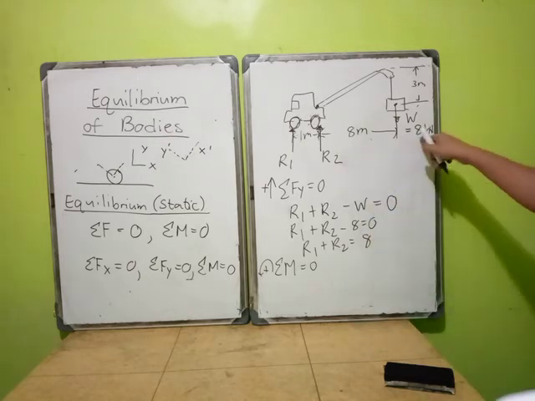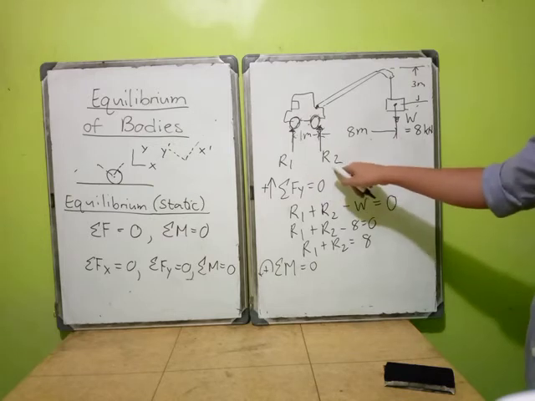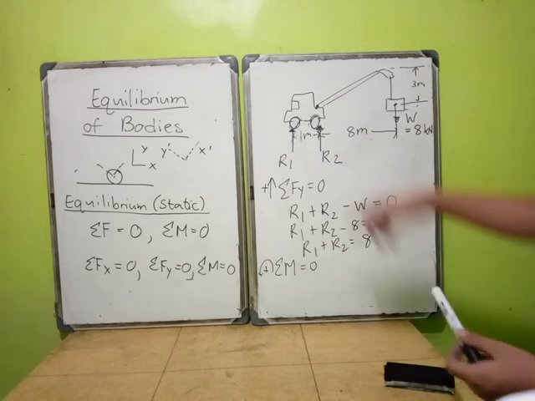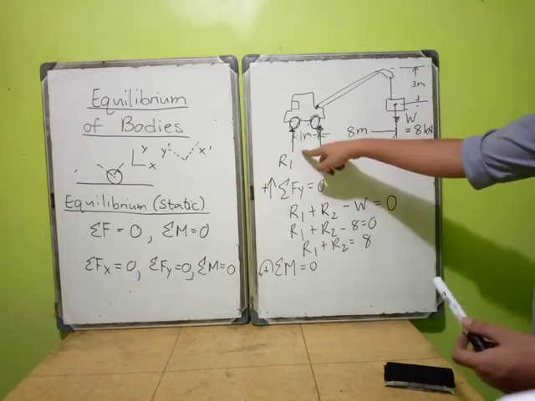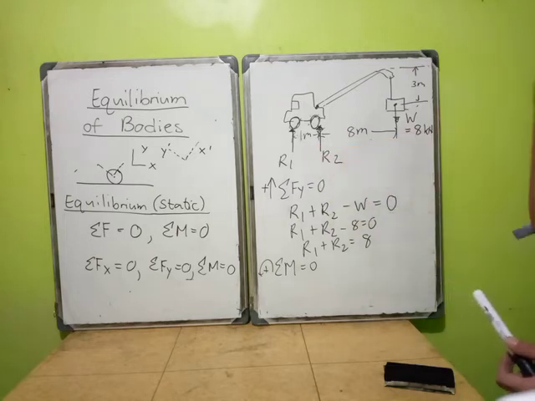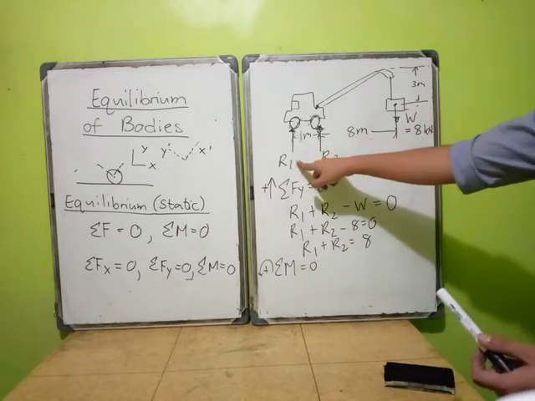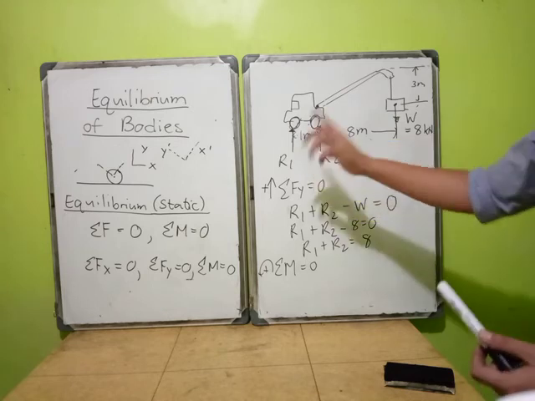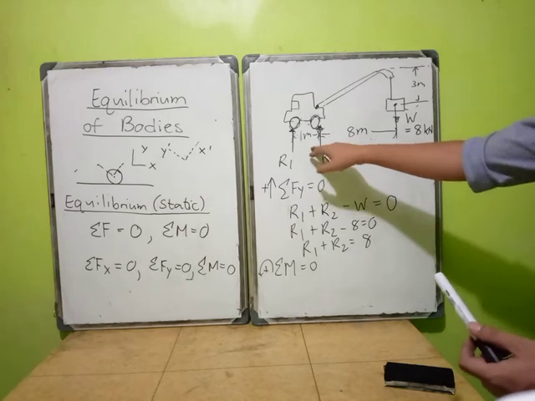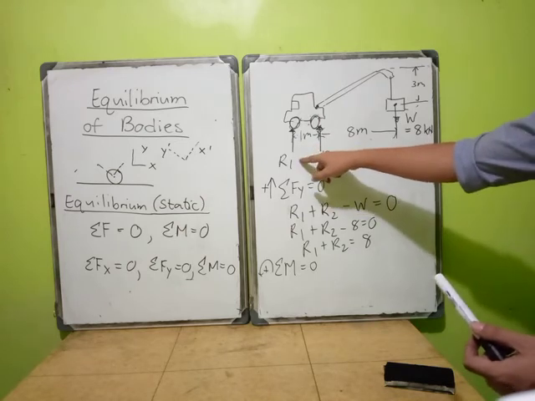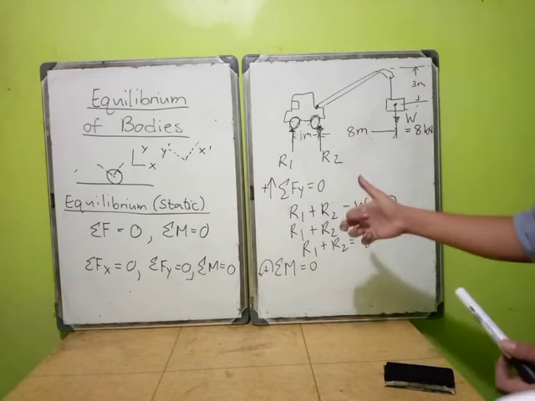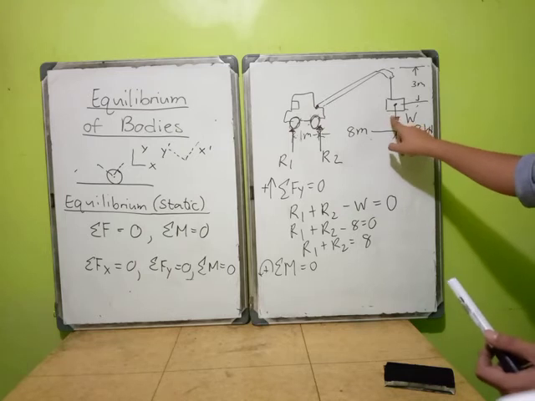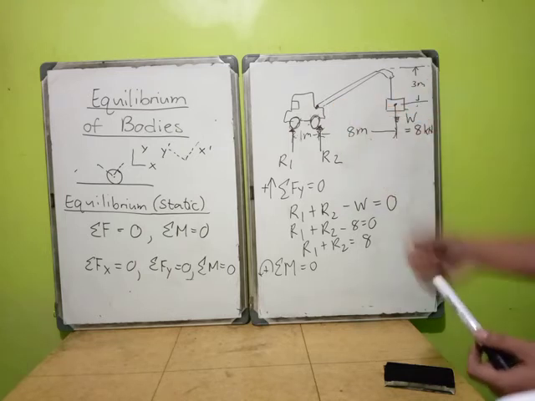Okay, so one technique, given si W, at ito, si R1, okay? Pwede tayong mamili kung saan tayo magsasum up ng moments. Please take note na itong si R1 at saka si R2, assumption, you can assume the direction of its... Let us say, nag-assume lang ako na upward silang dalawa kasi pababa itong si weight nitong object na nililift up nitong boom truck.